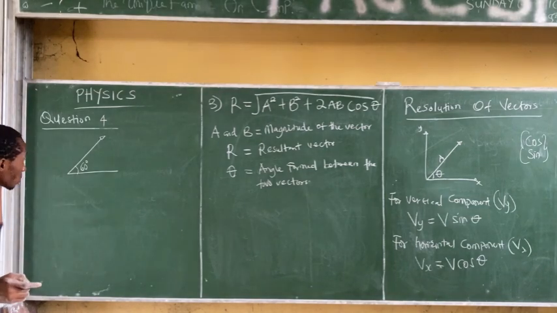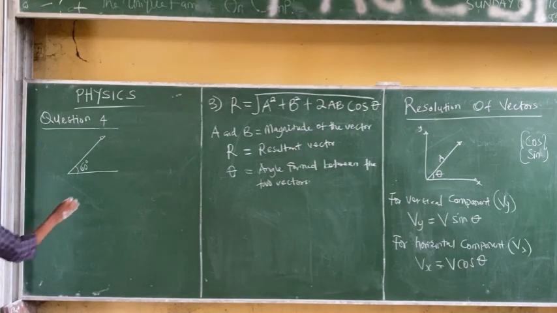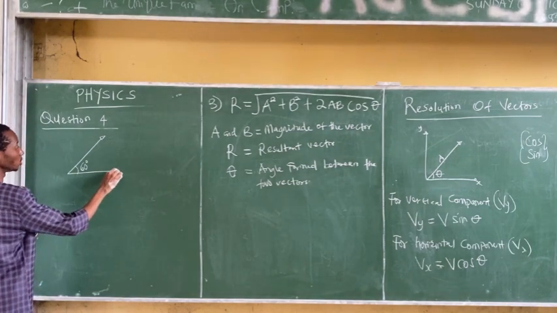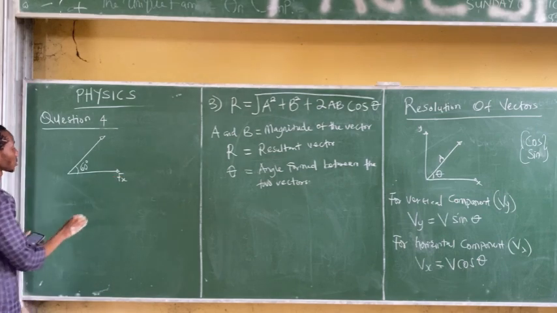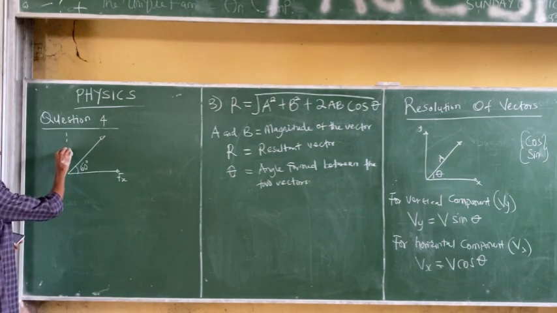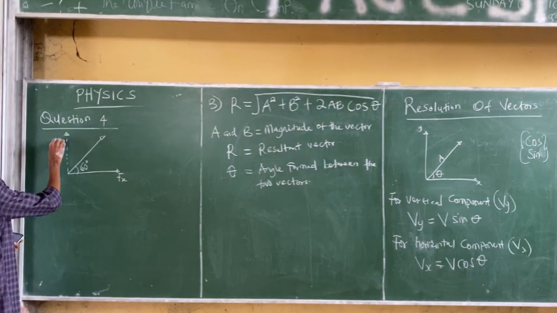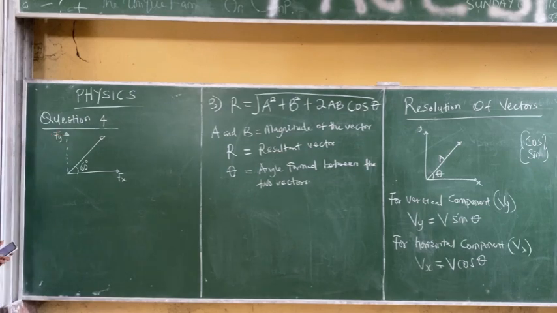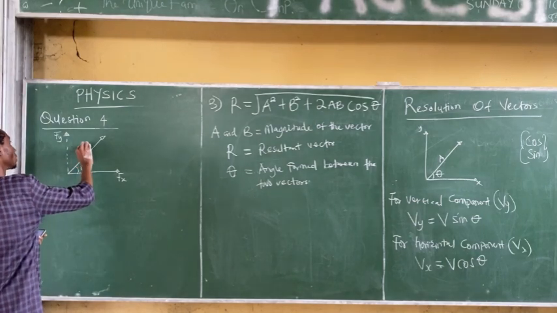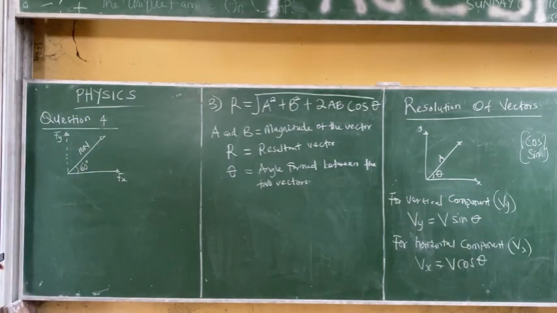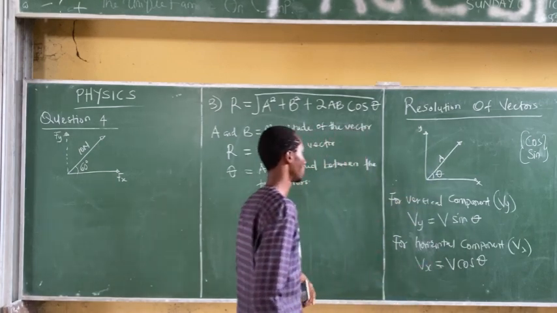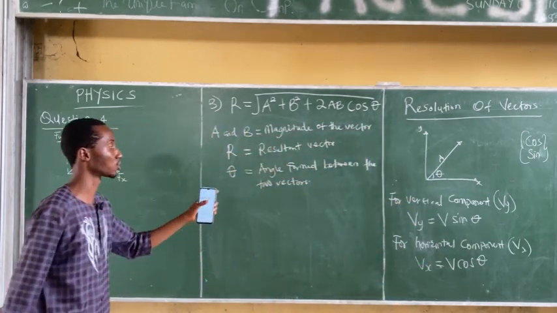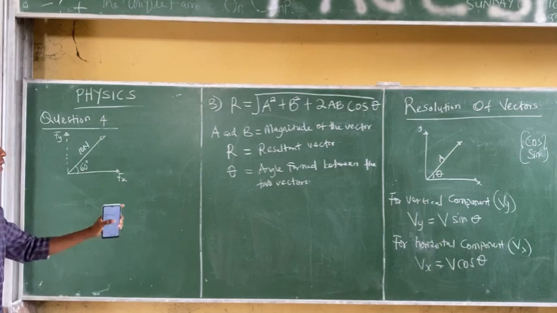So the question says, this is to the horizontal, we say it's Fx, and this is to the vertical, we say it's Fy. Now this vector of 10 newtons, don't forget what we said earlier for the resolution of vectors, that you resolve first to the vertical component and also to the horizontal component.